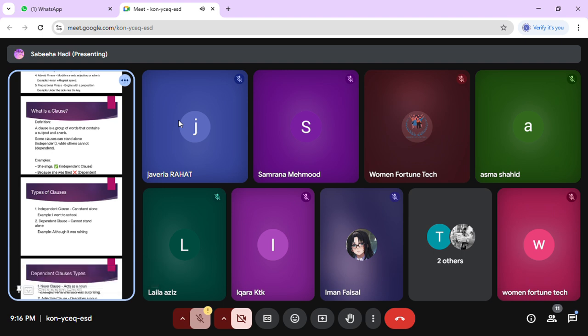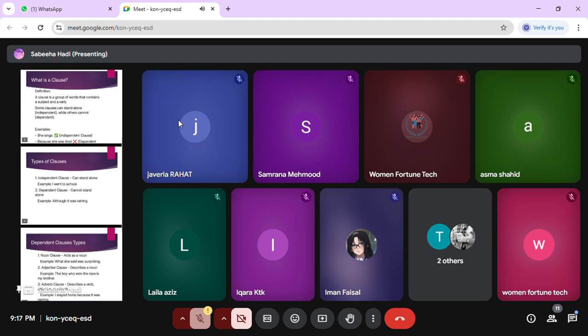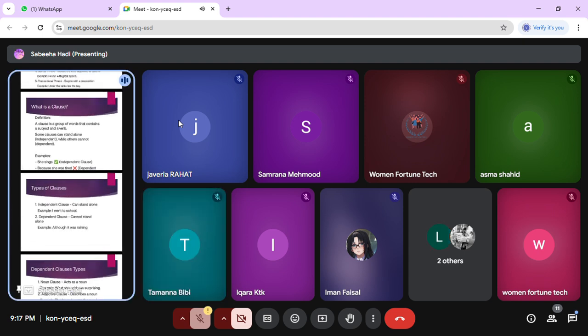She sings. Does this give us a complete sense, girls? She sings. Am I audible? Yes, ma'am. Okay. So she sings. It gives us a complete meaning and complete sense. That's why it is called independent clause.